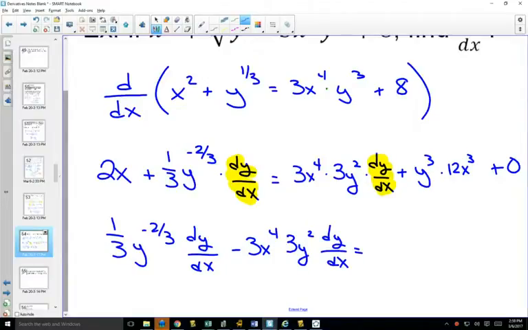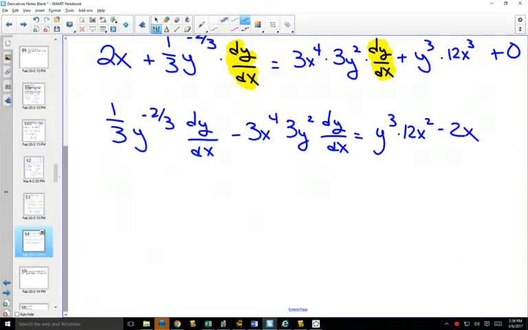And every other term will move to the right-hand side of the equation. Now you have a dy dx in both of those. You could factor that out. And if you want to skip right to this step, I'm going to multiply those things out.